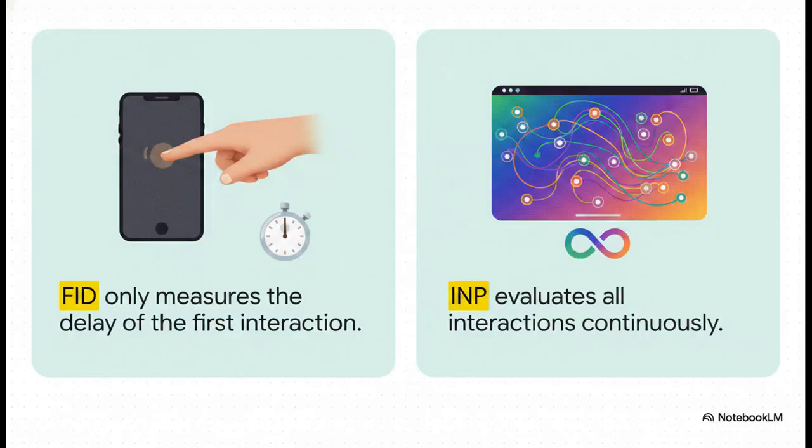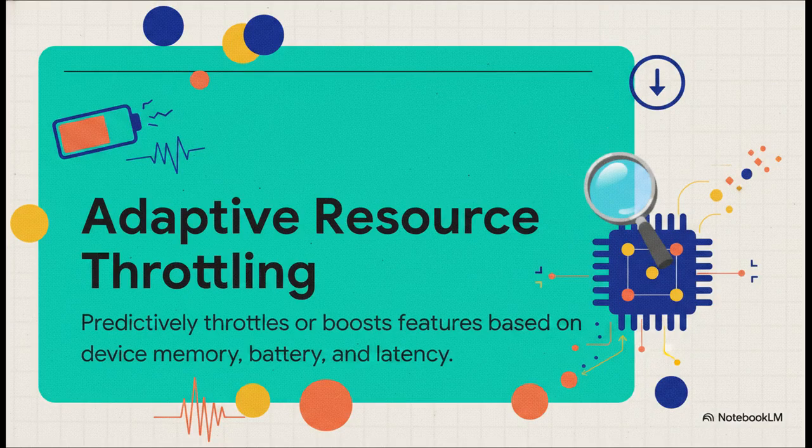There's actually been a massive paradigm shift lately, moving away from a metric called first input delay over to interaction to next paint, or INP. Why does this matter to you? Because an app or website used to pass the test if just your very first tap was fast. Now, INP evaluates every single tap, swipe, and click throughout your entire visit. The experience has to remain buttery smooth continuously, which forces developers to break up heavy background tasks so they don't freeze up your screen.